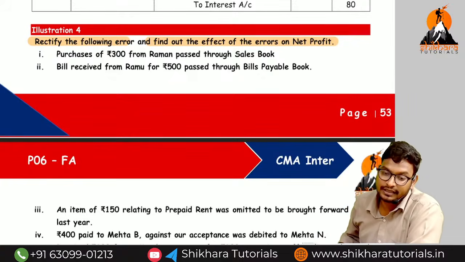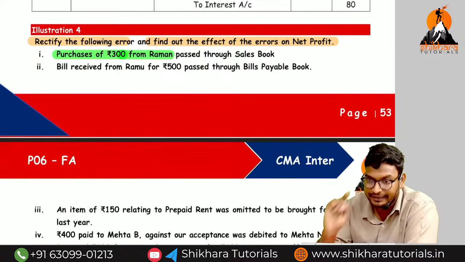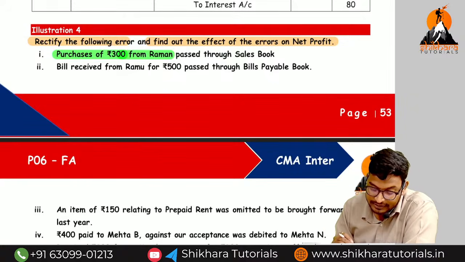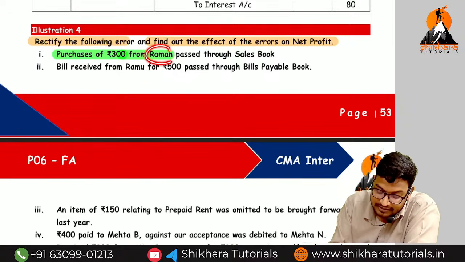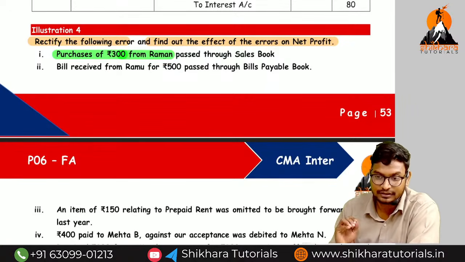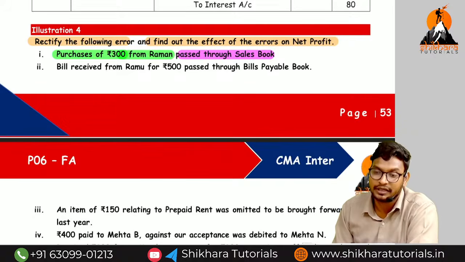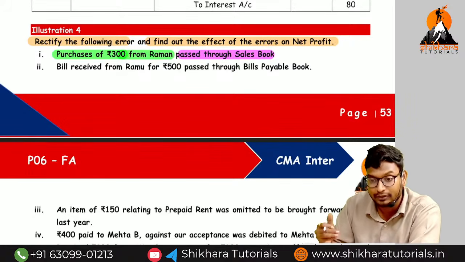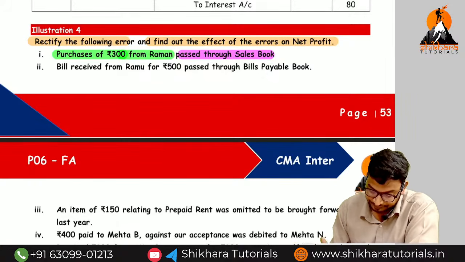So first part will be the correct and second part will be the wrong. Purchase of rupees 300 from Ramana. So this is the right, this is the actual transaction. Purchase of rupees 300 from Ramana means, as the person name is given, it is a credit purchase. What is the entry you will pass? Purchase account debited to Ramana. Yes or no? You need to pass that one only. But what they are doing is passing through the sales book, wrong book recorded. Instead of recording in the purchase book, they are recording in the sales book. Already we have seen this one.